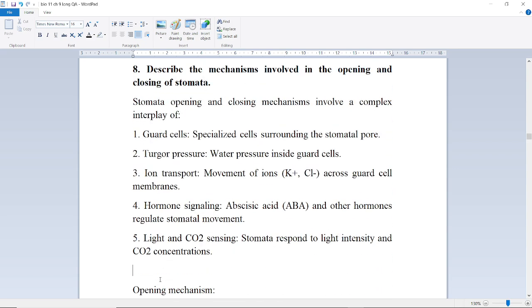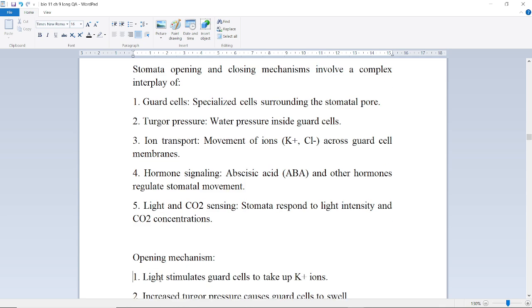Next question is: describe the mechanisms involved in opening and closing of stomata. Stomatal opening and closing involve a complex interplay of guard cells, which are specialized cells that surround the stomatal pore. Factors include turgor pressure, the water pressure inside the guard cell; ion transport, the movement of ions like potassium and chloride across the guard cell membrane; hormone signaling, where abscisic acid and other hormones regulate stomatal movement; and light and carbon dioxide sensing. Stomata respond to light intensity and carbon dioxide concentrations. Next is the opening mechanism.